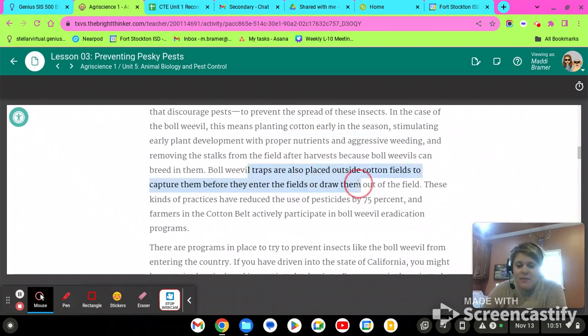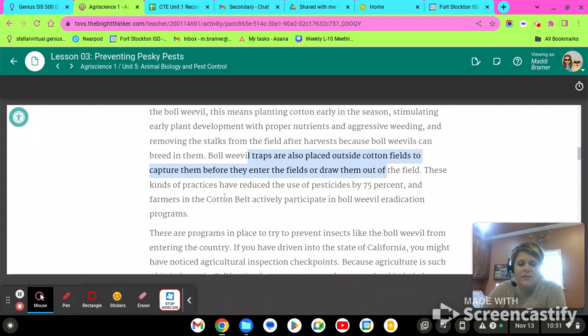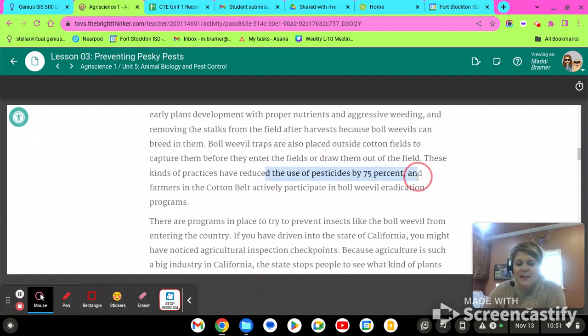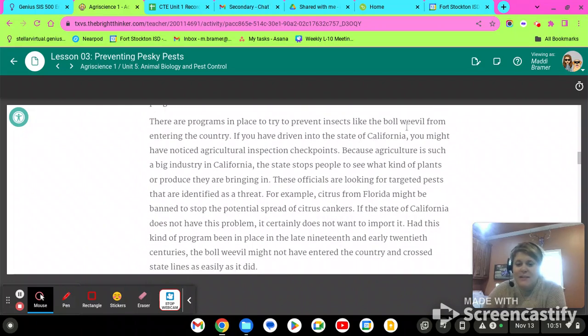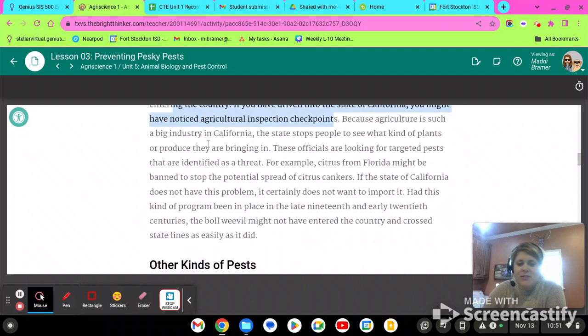Boll weevil traps are actually placed outside cotton fields to capture them before they enter the field. So they actually reduced pesticides by 75%. There are also measures in place trying to prevent insects like the boll weevil from entering the country. If you've driven into the state of California, you might have noticed ag inspection checkpoints. Ag is such a big industry in California, the state stops people to see what kind of produce they're bringing in. That's because we don't want to bring harmful pests into the state.